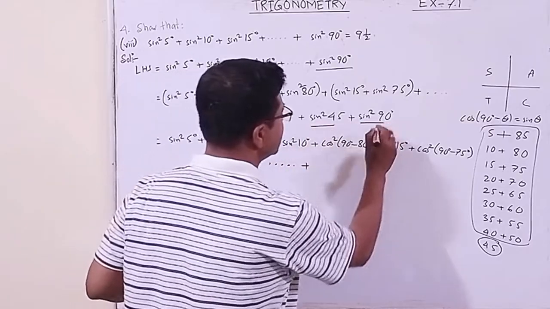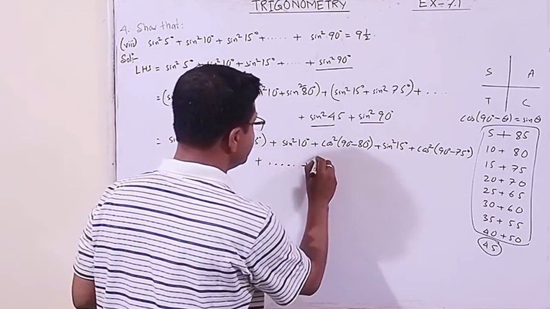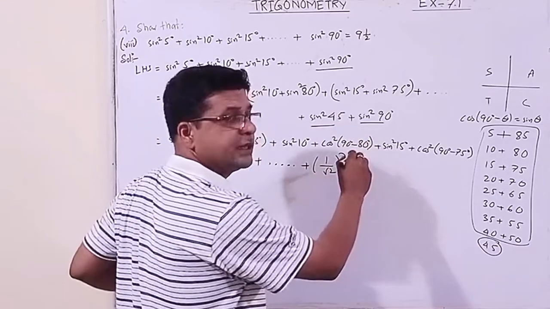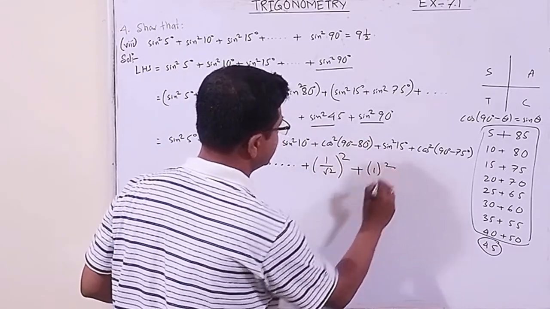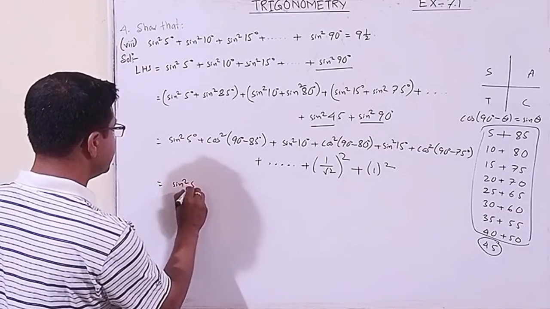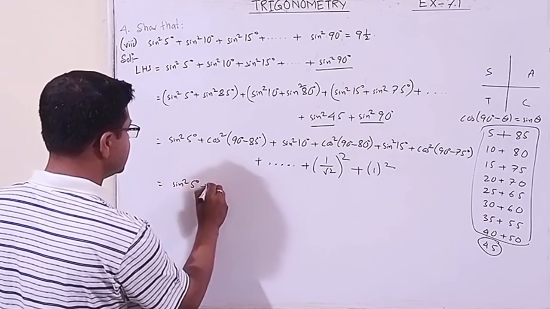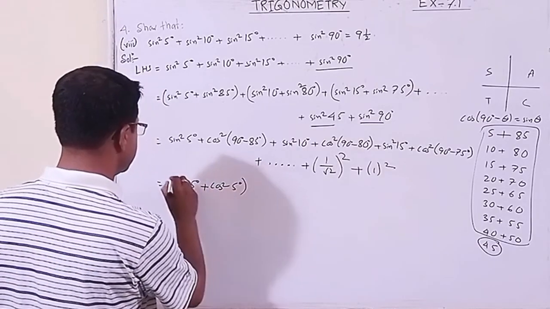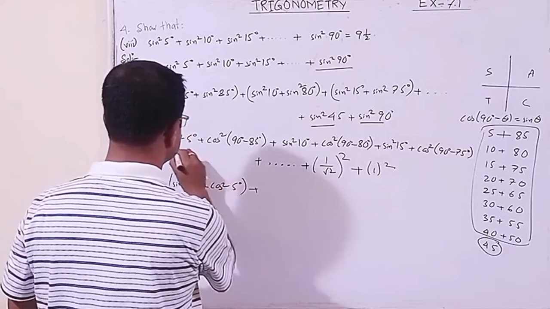Plus. Now we have to write these two terms. Sine 45 is how much? 1 by root 2. Square is there, square. Sine 90 is how much? 1, so 1 square. Now this is sine square 5 degree plus this is cos square 90 minus 85, 5. Done. Okay, so this is done.